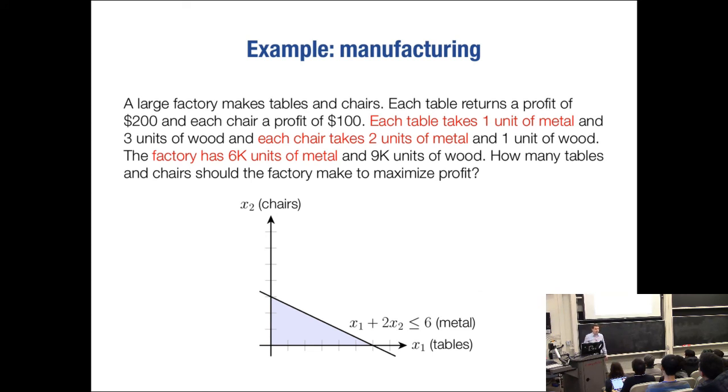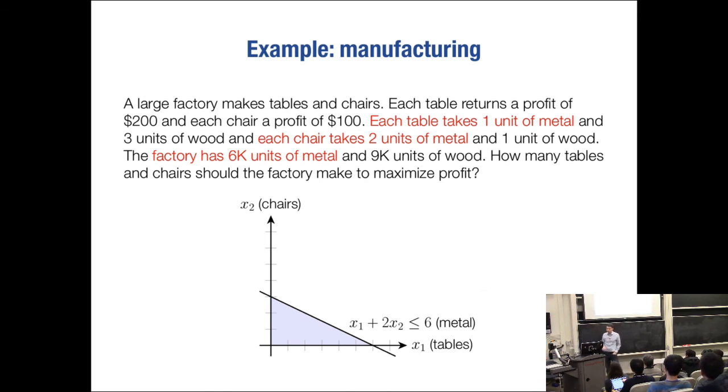This line is the line of x1 plus x2 equals 6. So these are in units of thousands. And so any point on this side of the line is feasible, and any point on that side of the line is not feasible. We can't make it because we don't have enough metal to make that many chairs and tables. We'll also assume that we can't make negative chairs or tables, so both of them have to be positive, and that's now our constraint set of allowable things we can make.